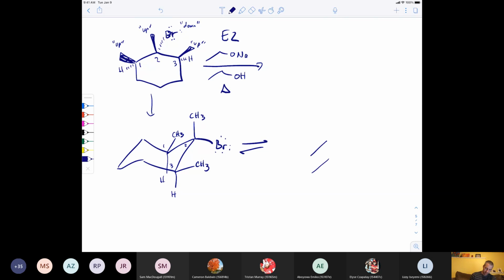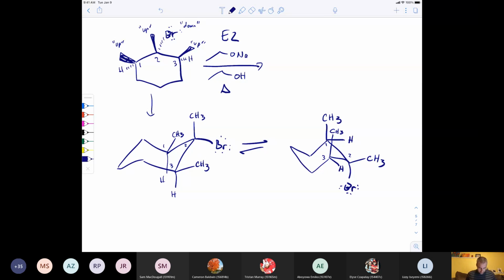A ring flip would look like this. That's really bad. I'm embarrassed by my ring. Don't worry, I'll get it eventually. There we go. Okay, so carbons 1, 2, 3 are here. These are the positions. The up positions are still methyls in all 3 cases. And let's put that methyl here. The down positions on 1 and 3 are the hydrogens. And the Br is down here.